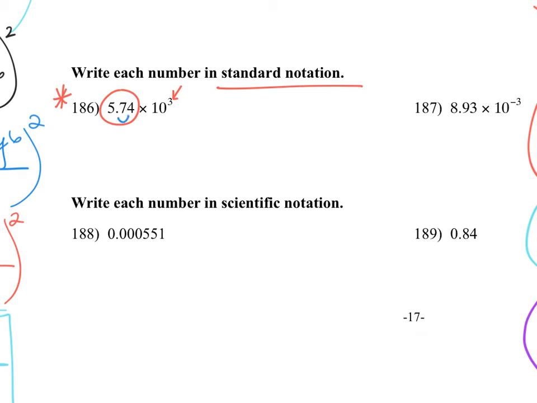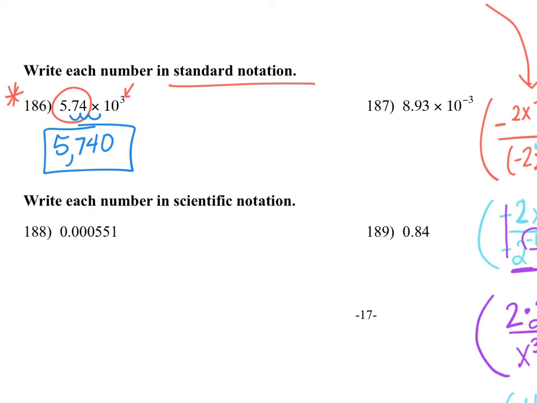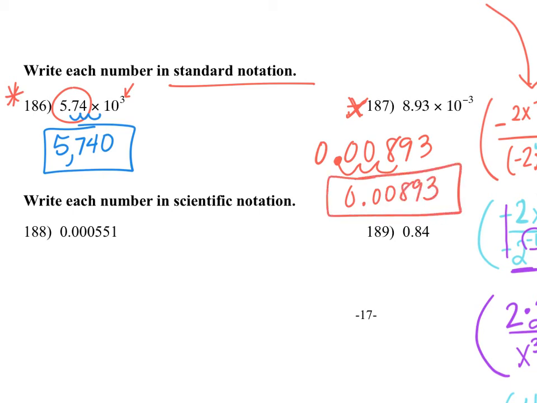So I'm going to move the decimal 3 times. So 5740, and this would be my answer. If, in fact, the exponent is a negative, like number 187, the number is getting smaller, so I'm going to go the opposite way. So 893, and I'm going to move it 1, 2, 3. That's my decimal. Okay, so my answer would be 0.00893. And that would be my answer.